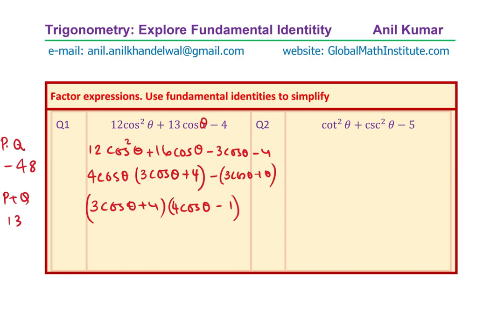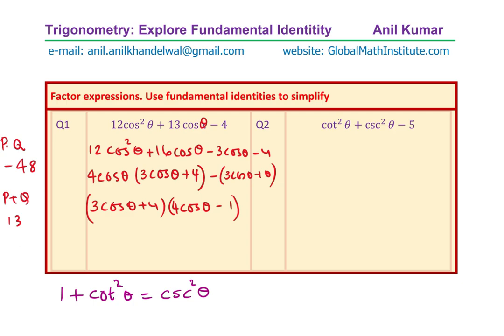Right. So the next one here is cotangent square theta plus cosecant square theta minus 5. How will you factor this? Well, we have to write them in one trigonometric ratio. This is kind of important. Now, you remember the identity which we just did: 1 plus cot square theta is cosecant square theta. So you could use that.